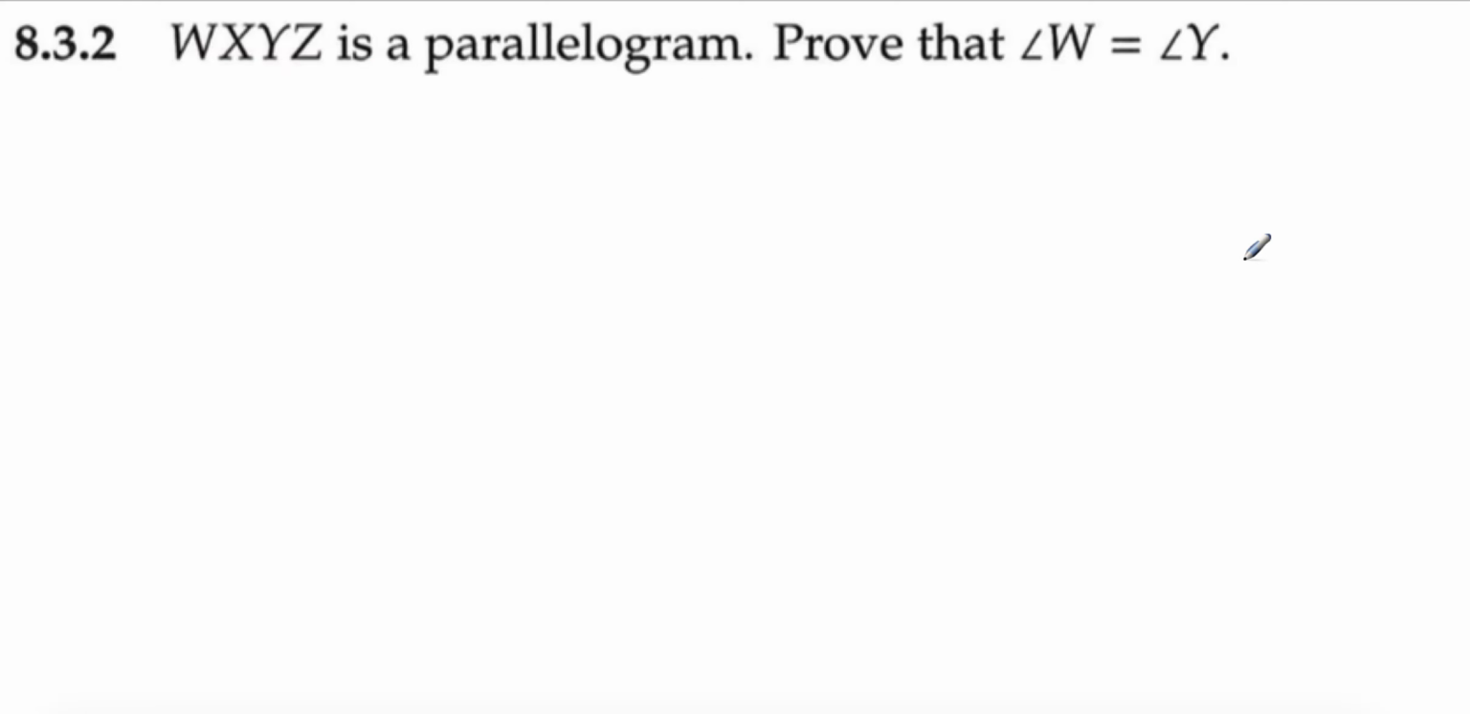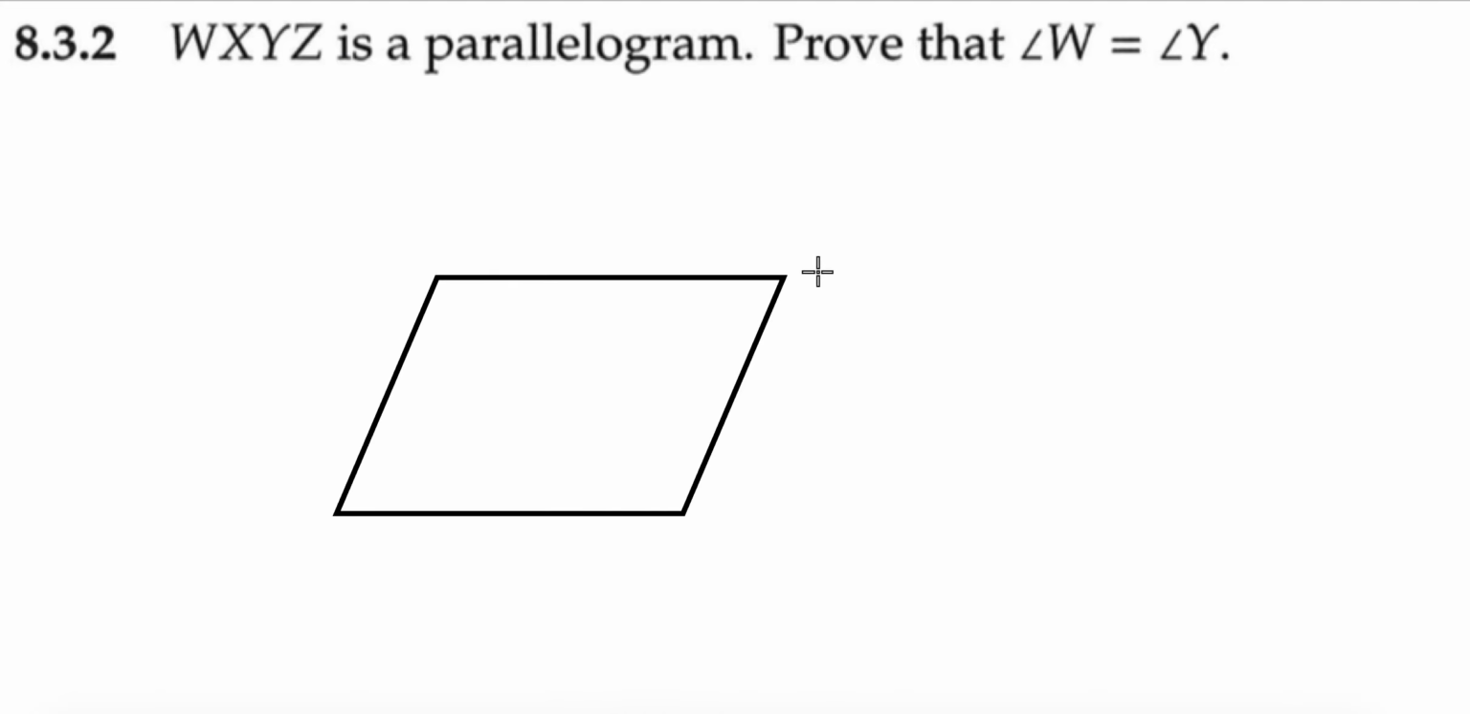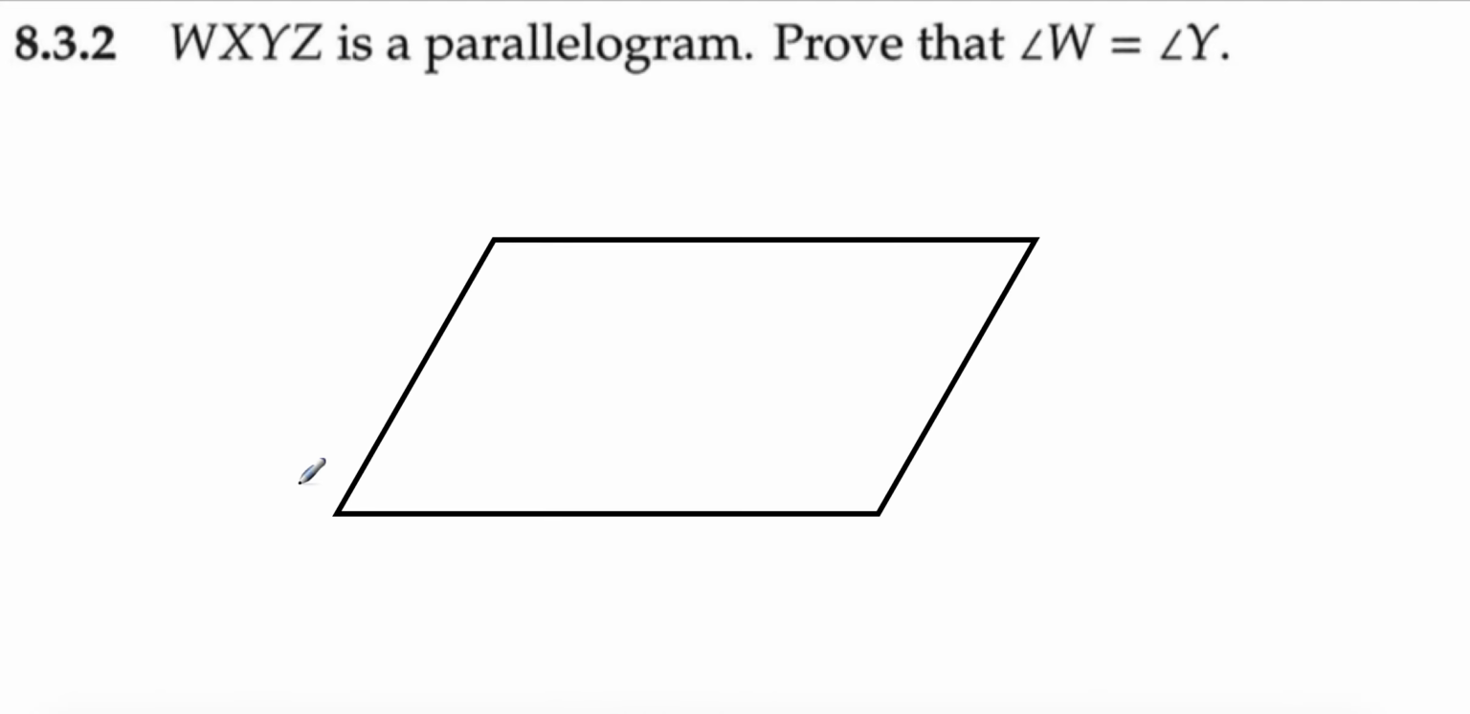All right, let's look at the second question here. WXYZ is a parallelogram. So we have a parallelogram here. They want us to prove that angle W is in fact congruent to angle Y. One of the properties states that opposite angles are congruent, so that's one way, given that this is a parallelogram.